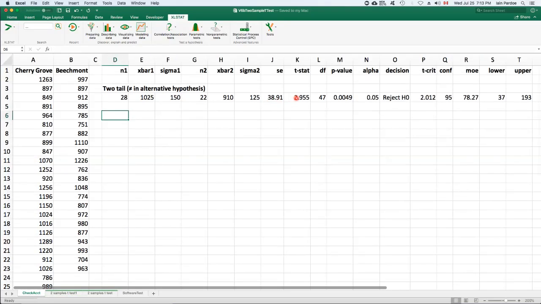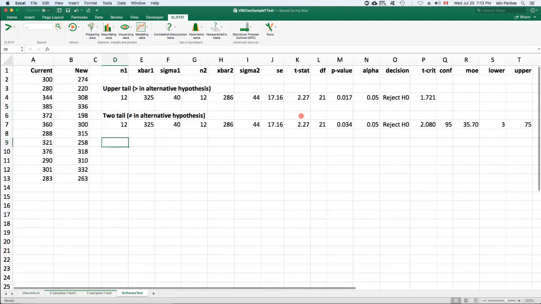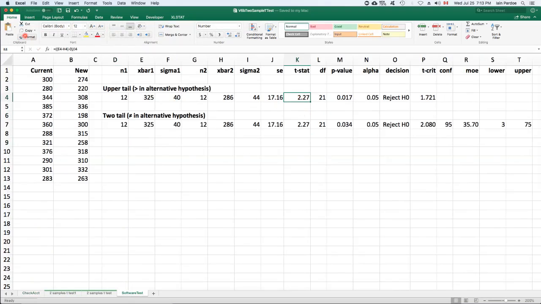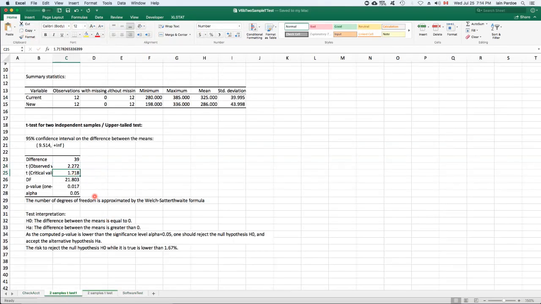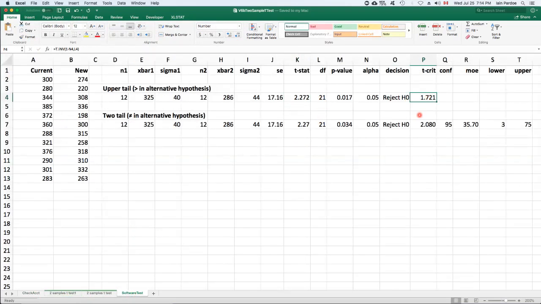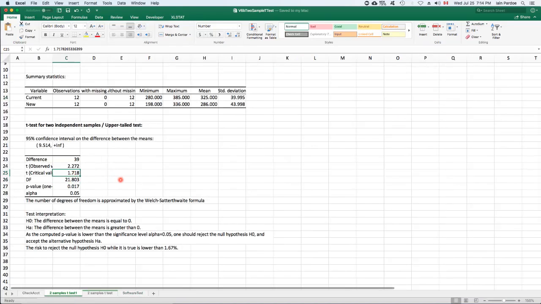Ooh, what did I do wrong? I looked at the wrong sheet. That's what I did. There we go. Let's get one more decimal place there. There we go, 2.272, yeah, bang on. 1.718 is our critical value. Remember, this is going to be a little different because it's using 21.8 for its degrees of freedom, whereas we used 21, we rounded down. So we got 1.721 for our critical value. They got 1.718, okay, close.